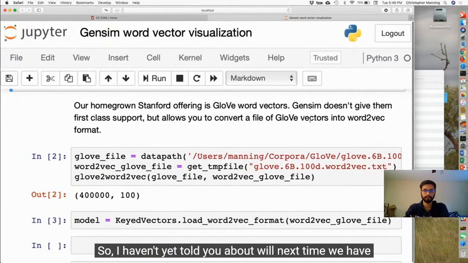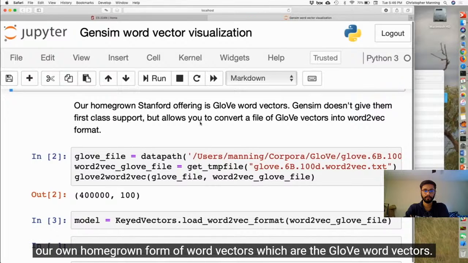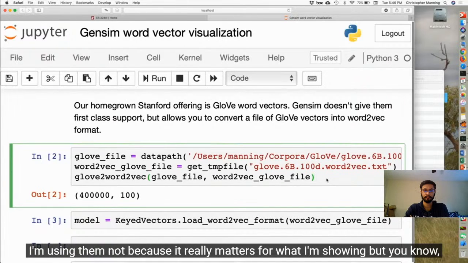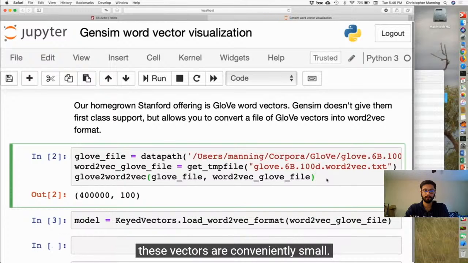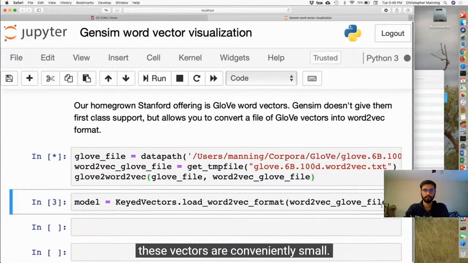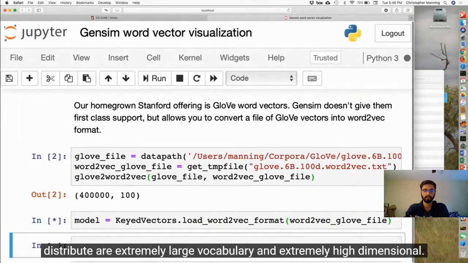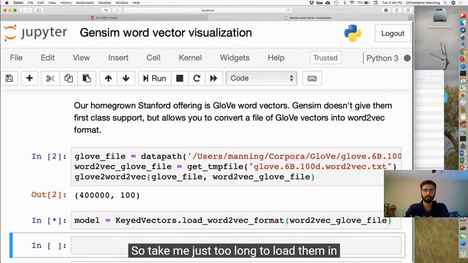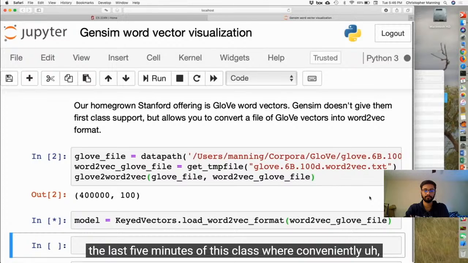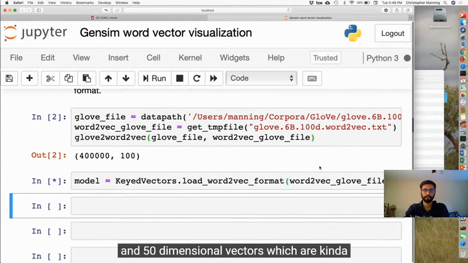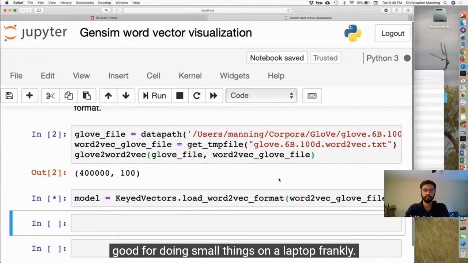So I haven't yet told you about next time. We have our own homegrown form of word vectors, which are the GloVe word vectors. I'm using them not because it really matters for what I'm showing, but because these vectors are conveniently small. The vectors that Facebook and Google distribute have an extremely large vocabulary and extremely high dimensionality, so it'd take me too long to load them in the last 5 minutes of this class. Conveniently, in our Stanford vectors, we have 100-dimensional and 50-dimensional vectors, which are good for doing small things on a laptop, frankly.